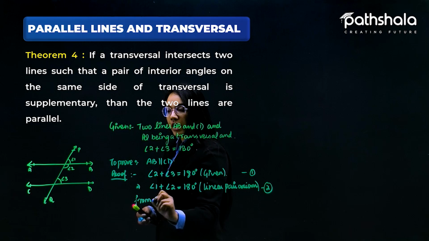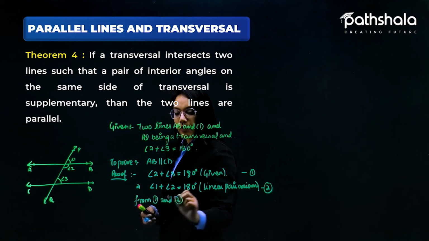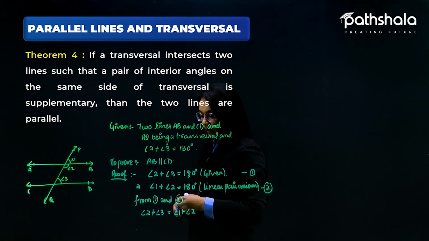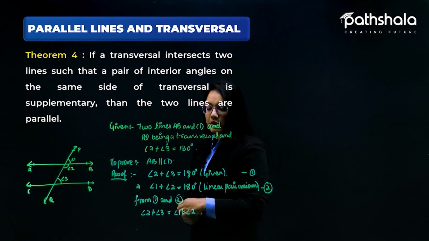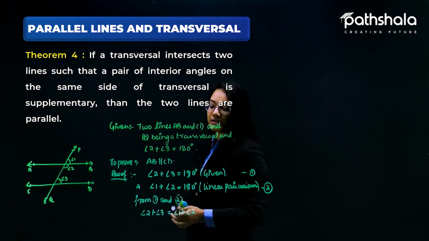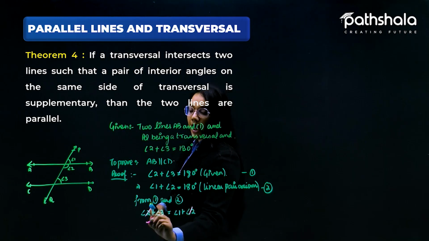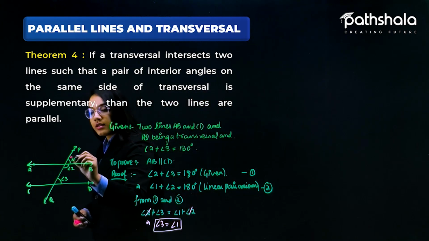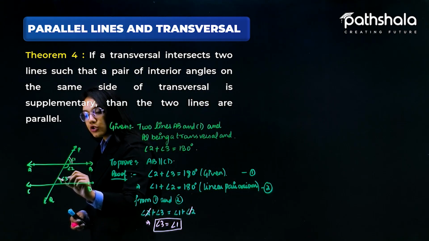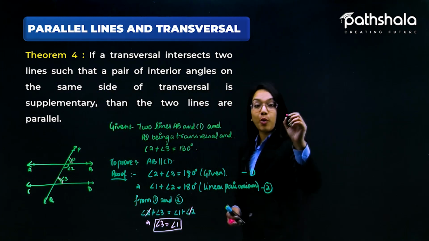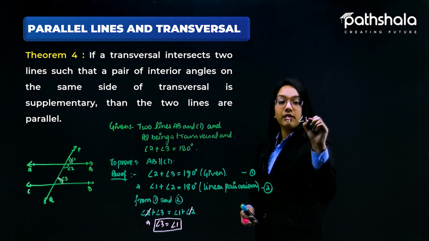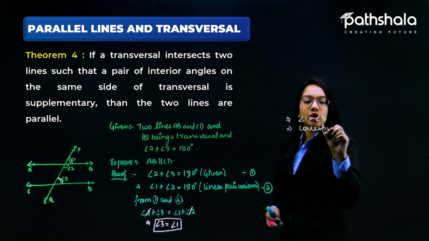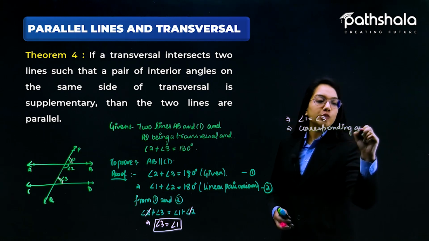So from 1 and 2, what can we say? We can say that angle 2 plus angle 3 is equal to angle 1 plus angle 2, because both of these are equal to 180 degrees, so they are equal to each other. From this, angle 2 and angle 2 get cancelled, and we get at the end angle 3 is equal to angle 1. So if angle 1 is equal to angle 3, they are definitely forming corresponding angles.